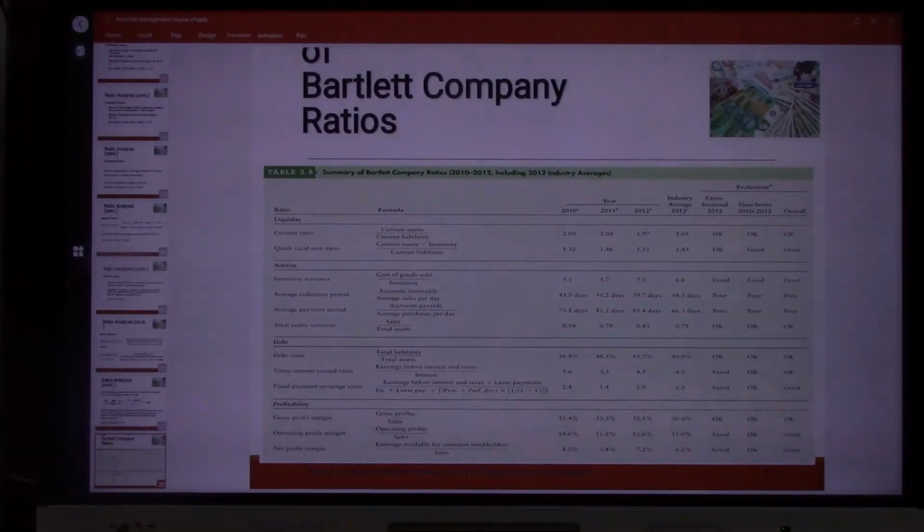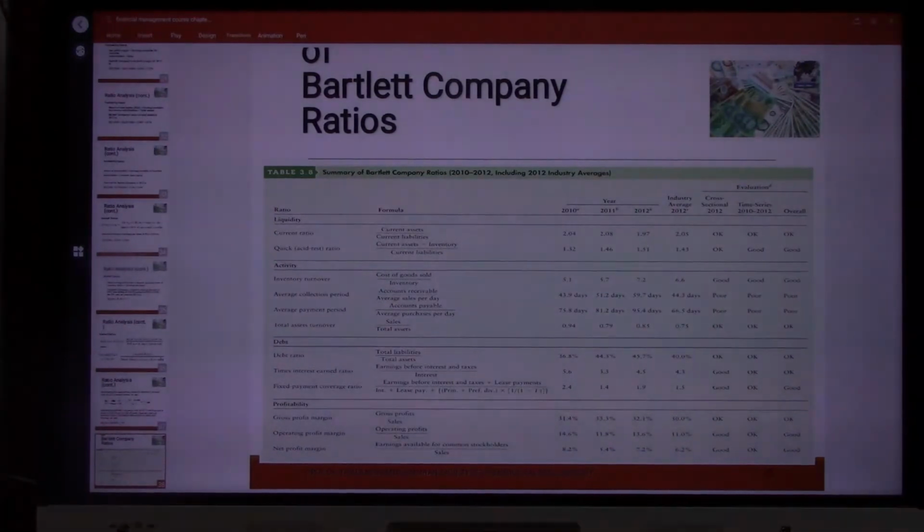At the end, you must try to summarize all types of ratio you have calculated as they exist in this table. As you see, we have the ratio, we have the dimension of ratio, such as liquidity, activity, debt, profitability, marketability, and then we have how we calculated the ratio, the formula used in our calculation, and then the years over which we calculated this ratio. We calculated it over 3 years, 2010, 2011, 2012.